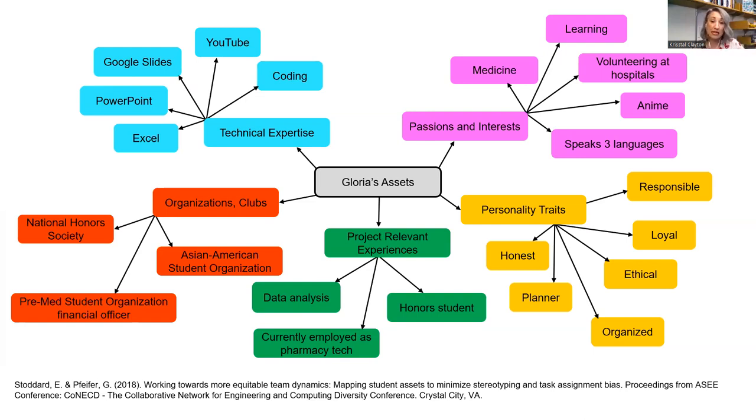So for example, in Gloria's passions and interests, we see that she speaks 3 languages, that she volunteers at hospitals. With her technical expertise, she's good at coding, she's really good at PowerPoint. And then personality traits, she's ethical, responsible, organized, and a planner. I mean, these are all fantastic traits for a teammate. But we might never have known that Gloria had all these things going for her.